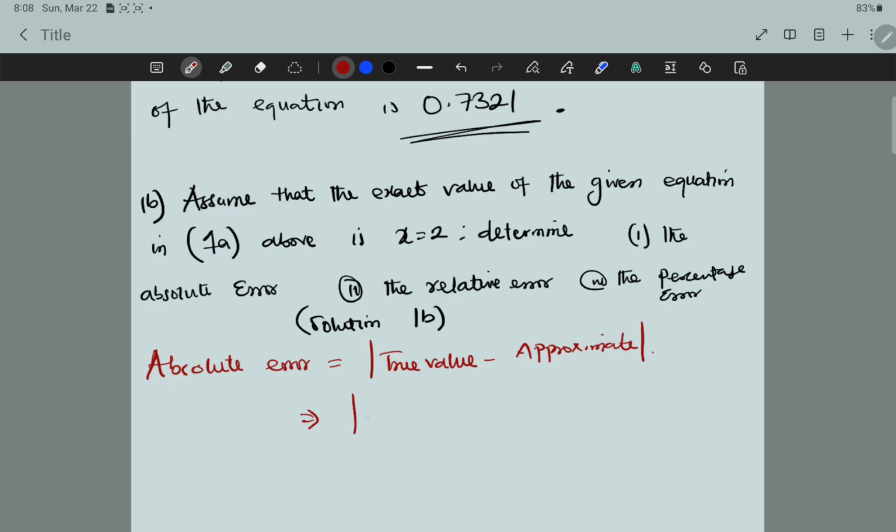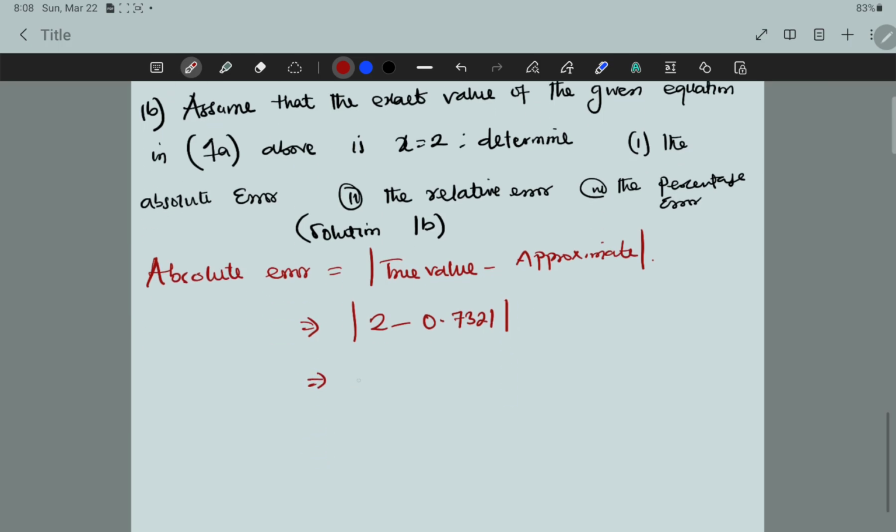So what is the true value? The true value now, we assume that x was equal to 2. So that will be our true value, minus what is the approximate value? Approximate is 0.7321. So this is going to give us 1.2679, right? 1.2679. That's the absolute error. Absolute error is true value minus approximate, right? So that's the absolute error.